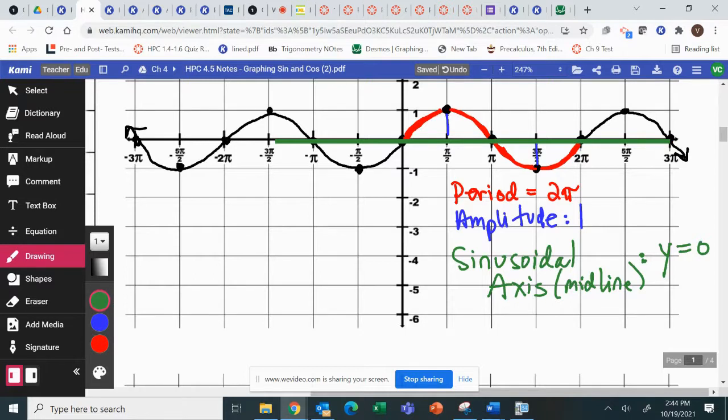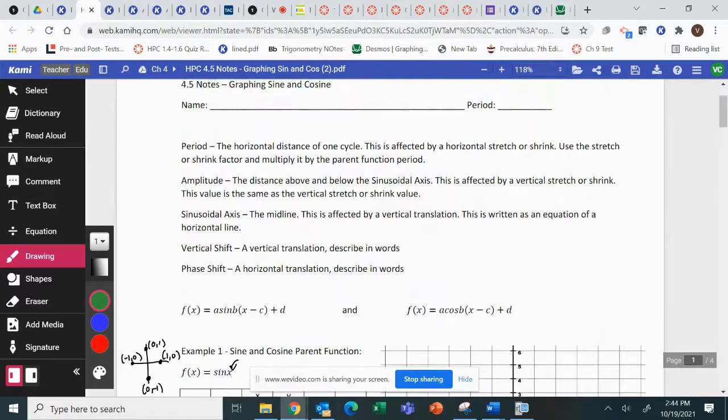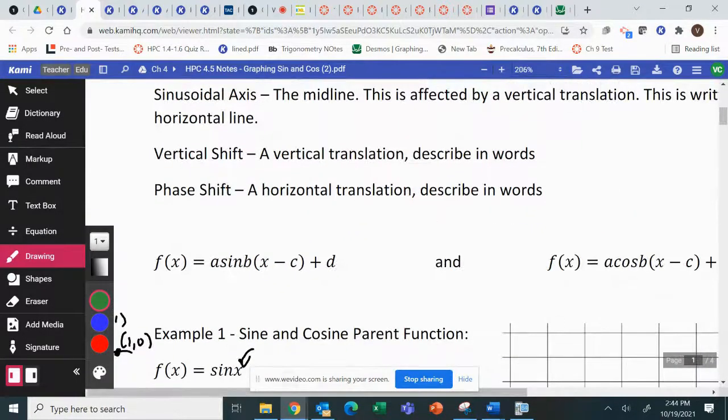What could change where that line is? What kind of transformation? A vertical what? Translation. We translate up or down, that will change the midline. And then there aren't any for this one, but up in the definitions there is a vertical shift, which is a vertical translation, which I just talked about. That would change our sinusoidal axis. And then there's something called a phase shift, which is just a horizontal translation, left or right. But they call it a phase shift specifically in trigonometry.